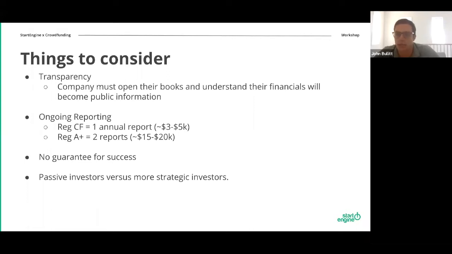Anyone can go to the SEC's EDGAR website, search for your company, and pull those financials in your Form C. I always like talking right now about the balance between control and transparency. If you really do want to retain that privacy of your company's financials, to be honest, this might not be the best path for you.